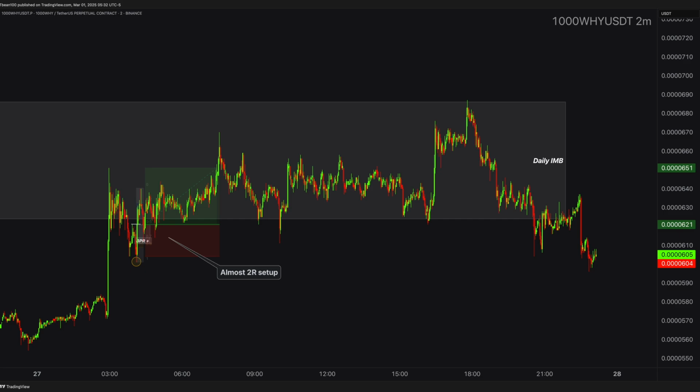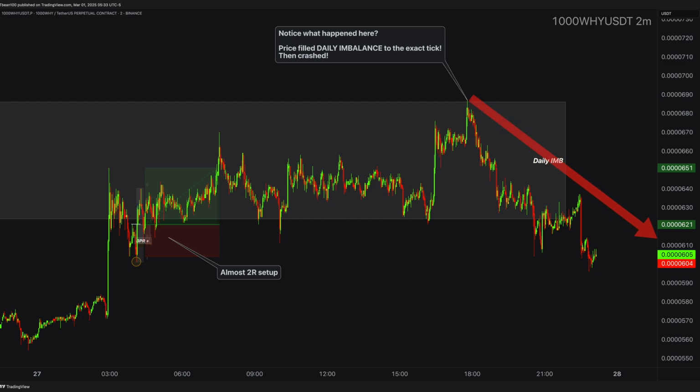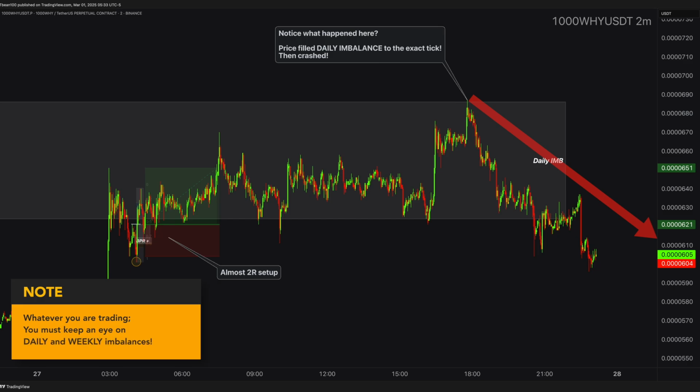Notice how the price rallies and then crashes. So basically, price fills the daily imbalance to almost the perfect tick and then strongly crashes. This is why we have to keep an eye on the daily and weekly imbalances as well. These are very important price levels.